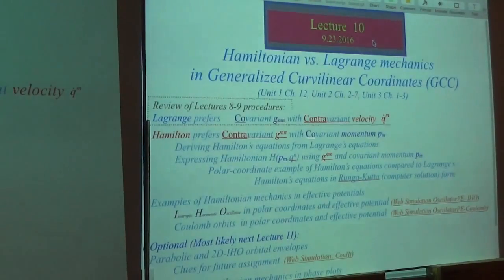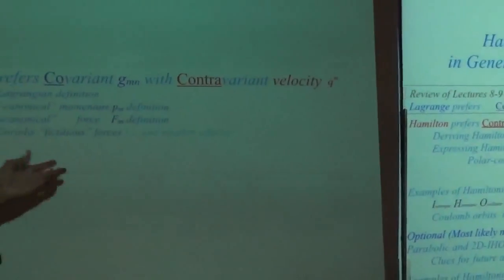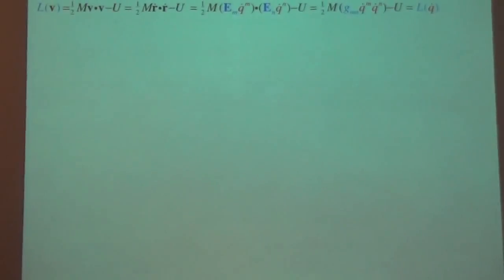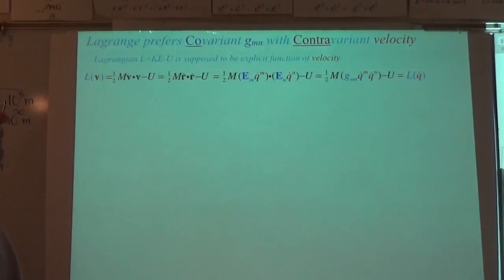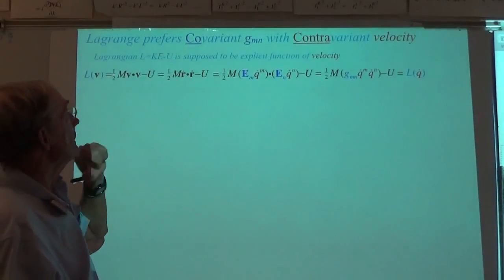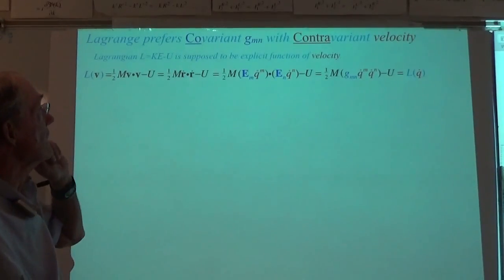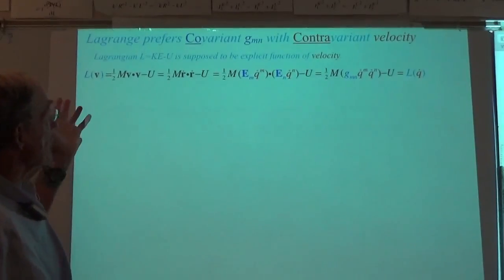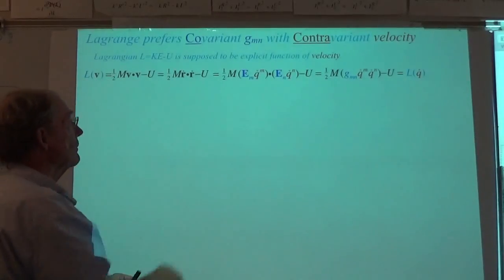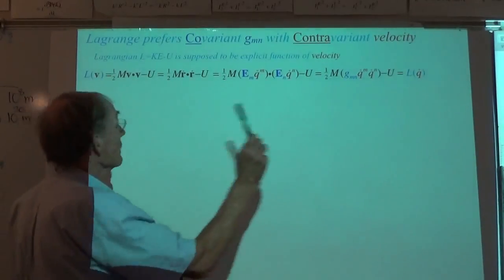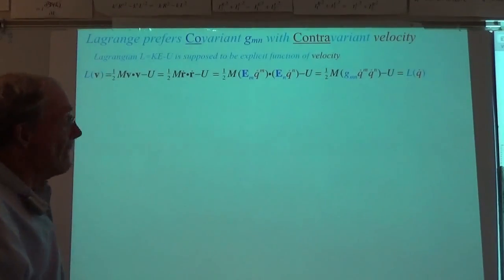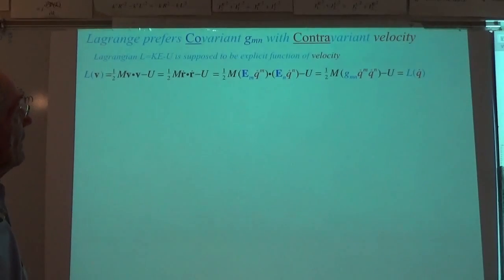Okay, so we're going to go through this, and in the process we're going to take care of Coriolis effects very elegantly, as well as centrifugal and centripetal. So here is the Lagrangian, kinetic energy T minus U, and this Lagrangian is supposed to be an explicit function of velocity. So we just go without any problem in this. We've got to deal with Hamilton. We've got to make it an explicit function of momentum. In any case, that's what we've got here.